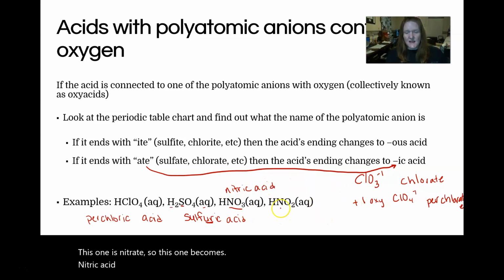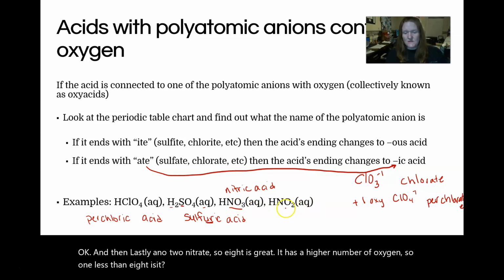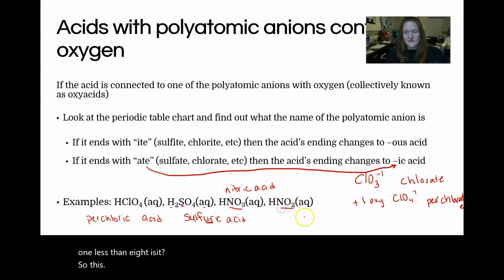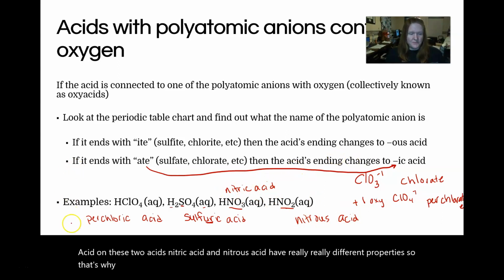Okay, and then lastly, NO2, nitrite. So ate is great. It has a higher number of oxygen, so one less than ate is ite. So this polyatomic is nitrite. And we just said ite becomes ous, so nitrous acid. And these two acids, nitric acid and nitrous acid, have really, really different properties. So that's why we have different names for them.